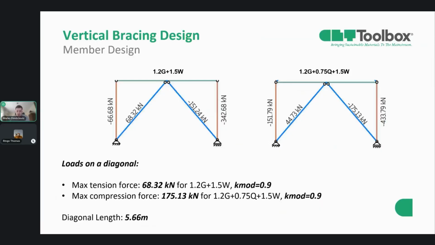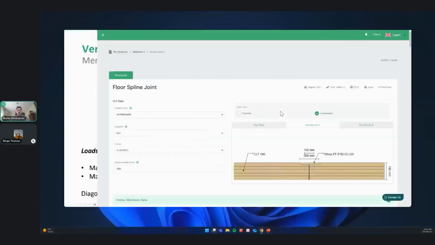Same principle applies to every element in the bracing. Another important input that we need is that K mode is 0.9 because wind governs in both load combinations. Also, we have a diagonal length of 5.66 meters. So let's go to the app again.